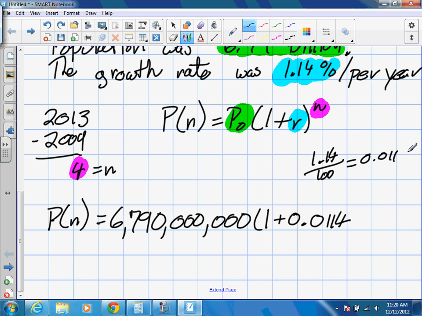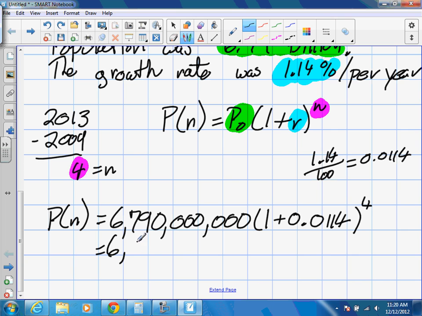So you have to make sure you convert your growth rate to an actual decimal. Do not just put in the percentage. Otherwise, your growth rates are going to go through the roof. It won't make any sense. Okay? And finally, our n, well, we've already calculated that. We know it is 4 years. So we're going to go into the exponent of n. We'll simplify that bracket.